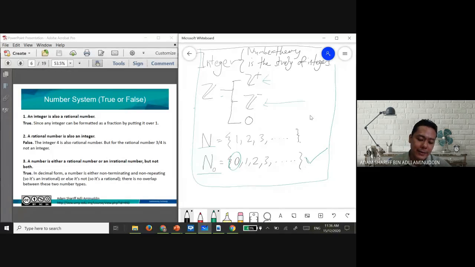Alright, this is a simple true or false. These aren't my sentences, my friend took them from Rosen's book. An integer is also rational, of course. A rational number is not necessarily an integer, of course. And a number is either blah blah blah but not both. Read this one yourself.